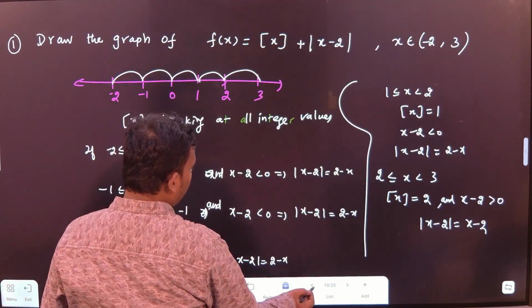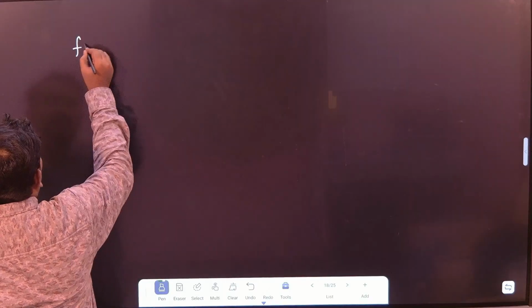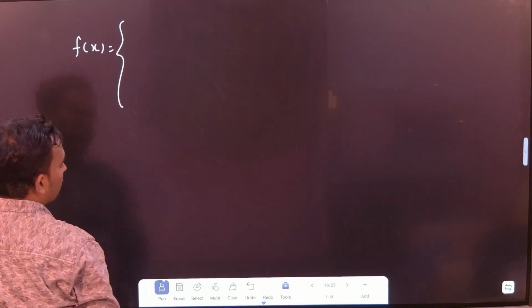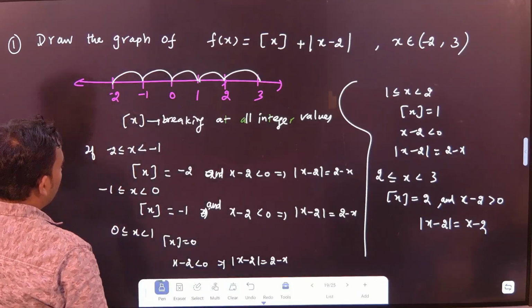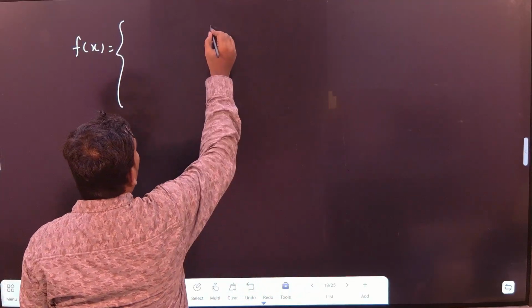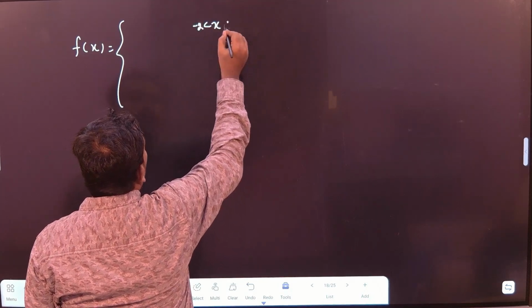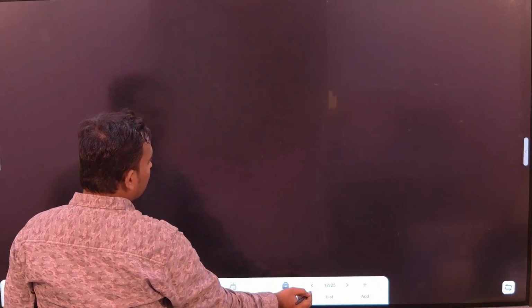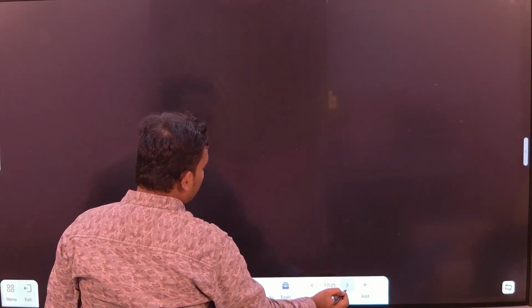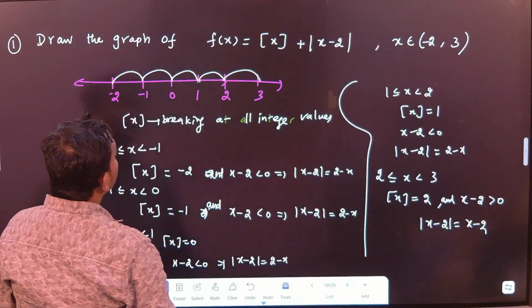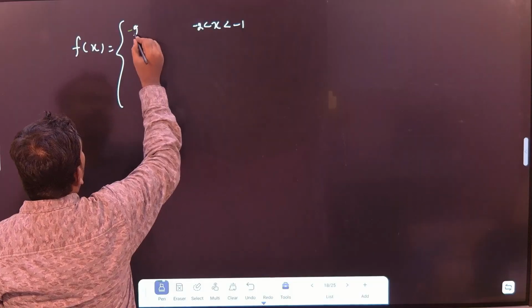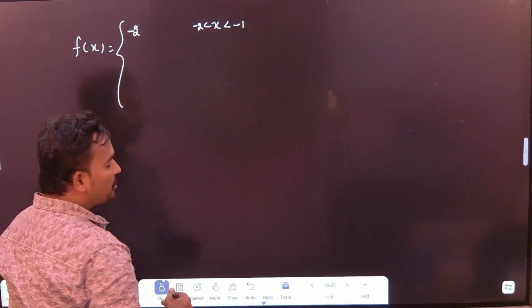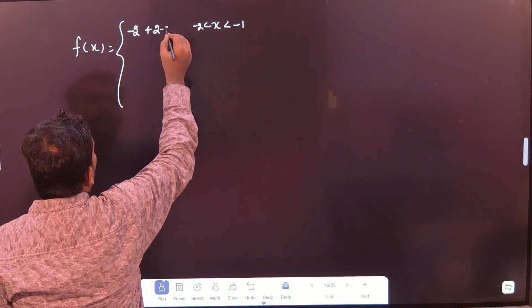I'll take this page. How to redefine the function f of x? When x is from minus 2 to minus 1, the greatest integer function is minus 2. So minus 2 plus mod x minus 2 value is negative, so you can write 2 minus x.